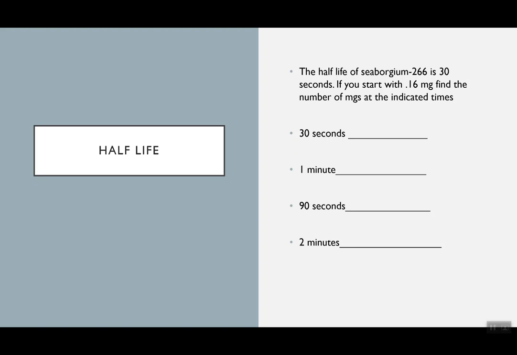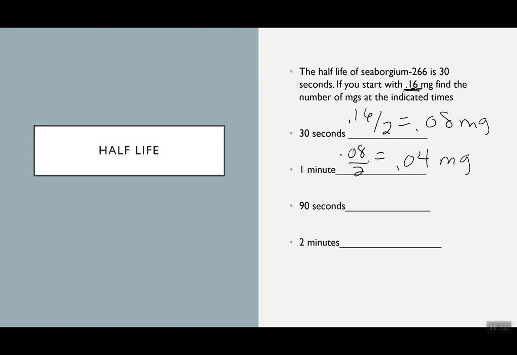So this says if I start with 0.16 milligrams, find the number of milligrams at the indicated times. So what happens is every 30 seconds, I'll have half as much as I had before. So I'm starting with 0.16 and 30 seconds passes. So now I have half as much. So I have 0.08 milligrams. Okay. So notice 1 minute is 30 more seconds has passed. So I have 0.08 over 2, which is 0.04 milligrams.